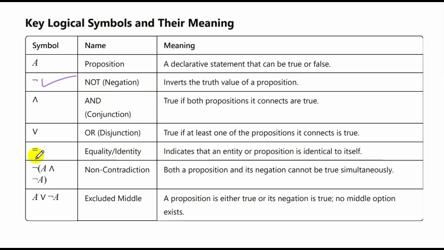Equality or identity is represented by the equal to symbol. It indicates that an entity or proposition is identical to itself. This represents non-contradiction and this represents excluded middle.